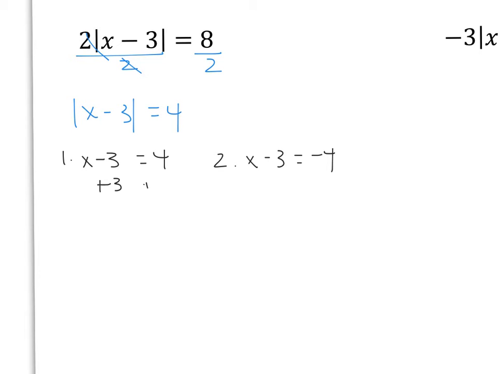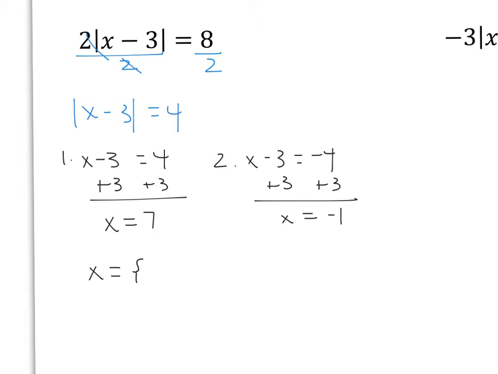So I'll add 3 to both sides and get x equals 7. And the same thing with this equation, I'll add 3 and get x equals negative 1. So my two solutions, and again I get two solutions with absolute value, are 7 and negative 1. But it's always good to double check our answer.